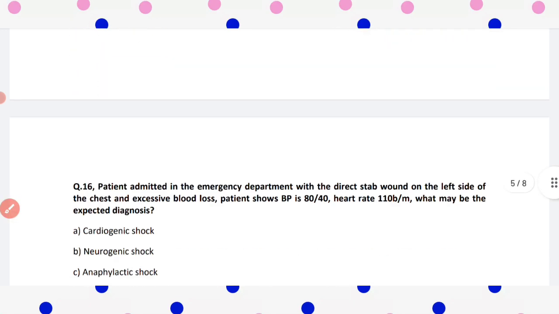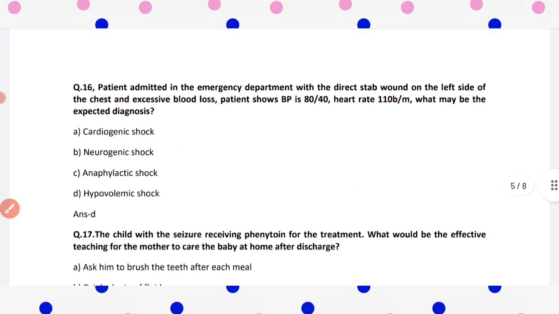The next one, question number 16. The patient was admitted in the emergency department with a direct stab wound on the left side of the chest and excess blood loss. Patient's blood pressure shows 80/40 mm of mercury. Heart rate is 110 beats per minute. What may be the expected diagnosis? Cardiogenic shock, neurogenic shock, anaphylactic shock, and hypovolemic shock.